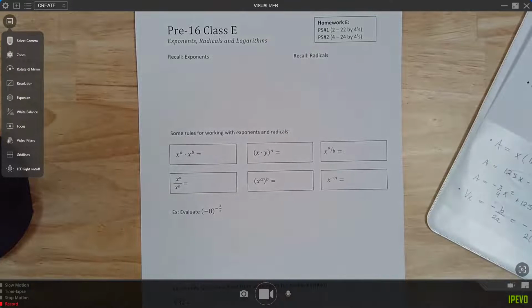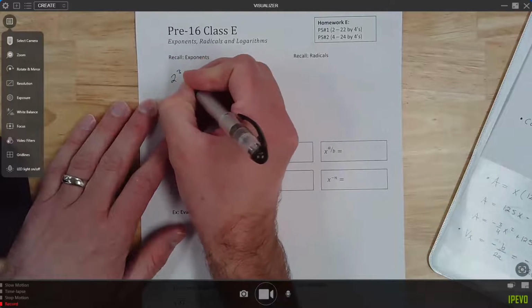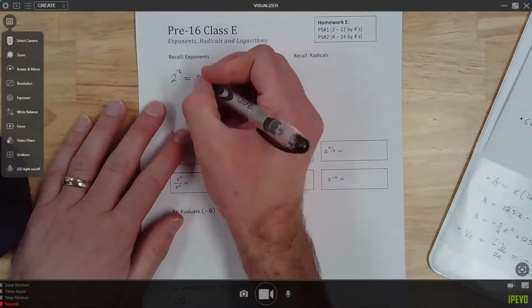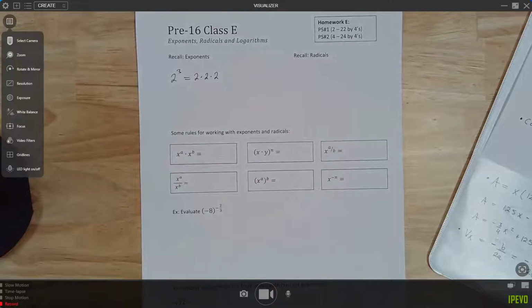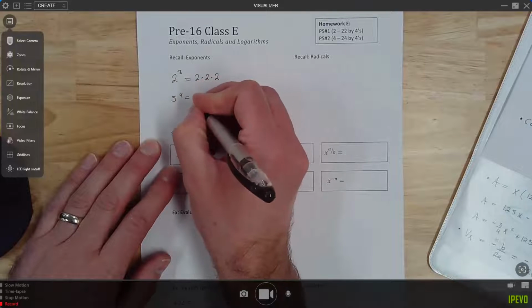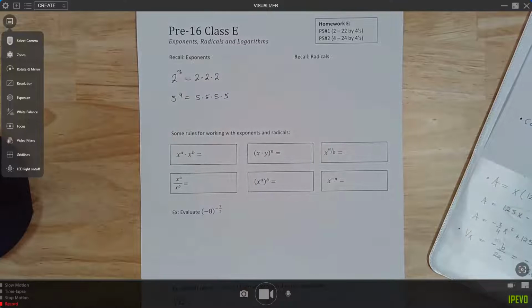Exponents. What are exponents? What do they mean? Well, for example, what does 2 to the third really mean? We know what it is. I think 8, my favorite number, but it means 2 times 2 times 2. Or 5 to the fourth means 5 times 5 times 5 times 5. It's just a shorthand notation for repeated multiplication.